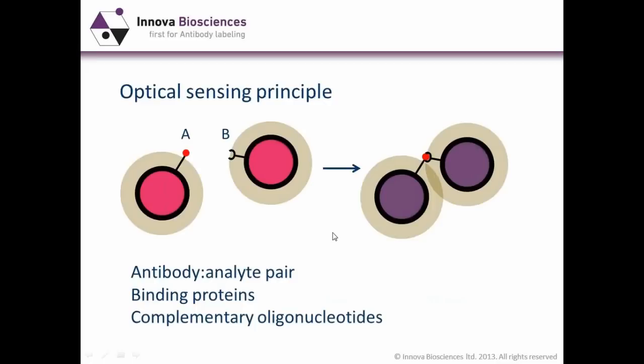Another application, optical sensing. This is where we have a binding entity A and binding entity B. The two can interact with one another. This could be an antibody and an analyte. It could be two binding proteins, or possibly complementary oligonucleotides. So they interact with one another.